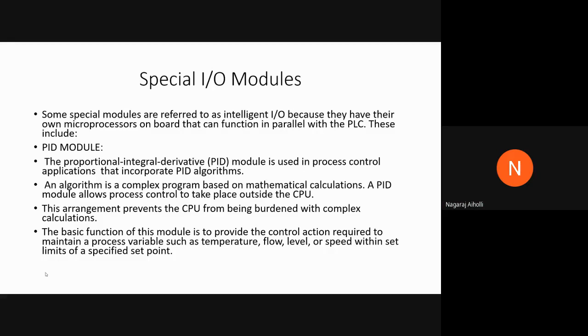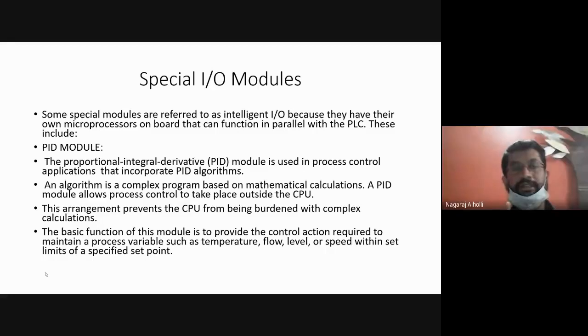What is the sensed signal? How much is the voltage of the sensed signal? How much is the current value of the sensed signal, or what is the value of that signal? All that is measured by this microprocessor, operating in parallel with the PLC. The PLC is one block. These special modules are called intelligent input output modules because they have their own microprocessors, operating in parallel with the PLC.